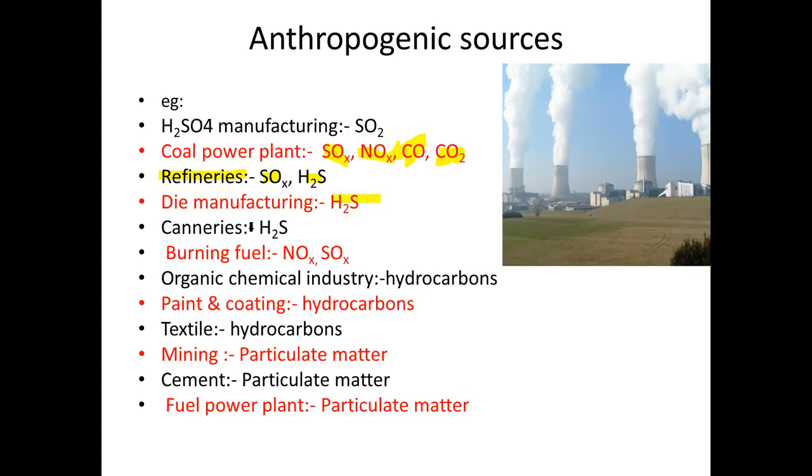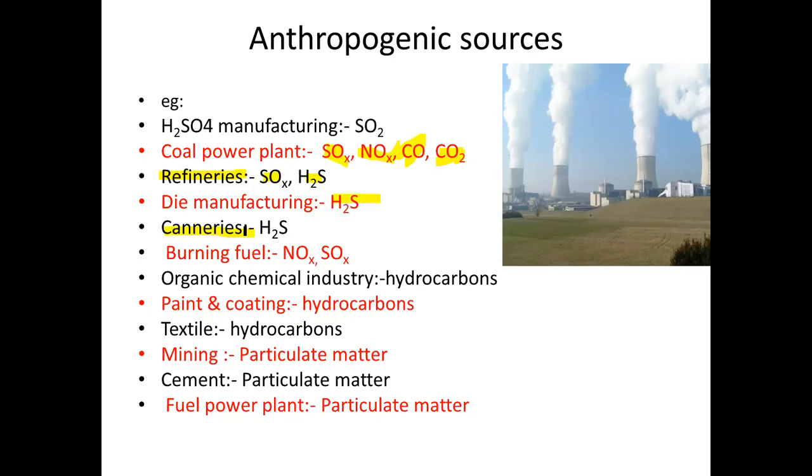Then canneries also emit H2S. What are canneries? A cannery is a factory where fish, vegetables or other foods are canned. When we talk about a cannery, a factory where fish, vegetables, and foods are canned, they also need some energy to do that. They have heavy machines, equipment, and instruments, so electricity or energy has to be supplied.